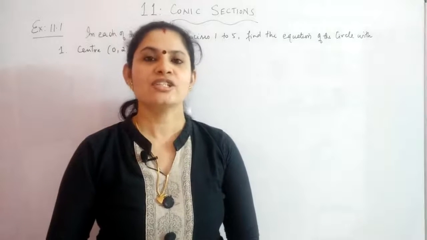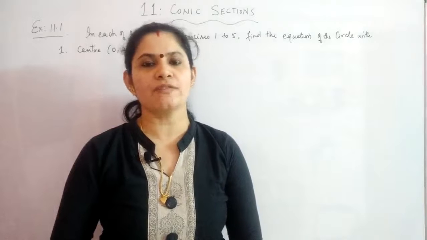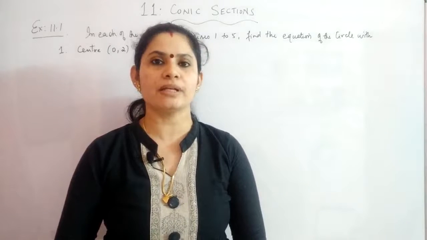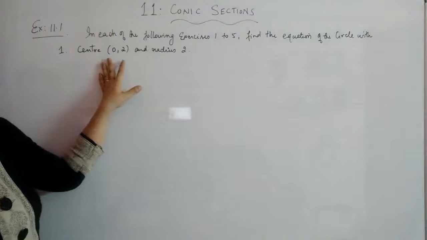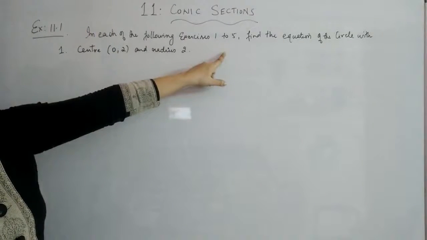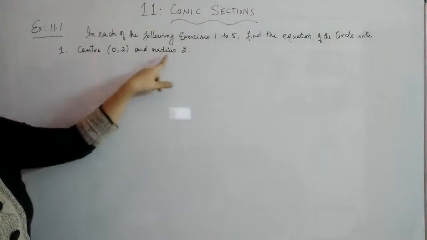Hello everyone. Today we will be discussing the problems of exercise 11.1 of chapter 11, conic sections. Starting with the problem, number 1: you have to find the equation of the circle whose center is given and radius is given.